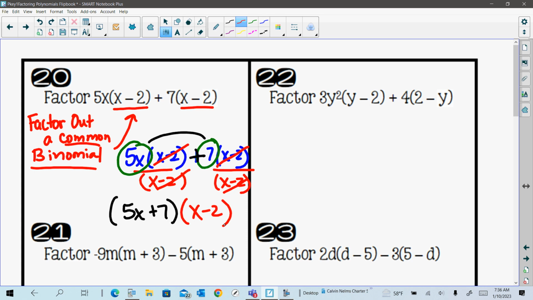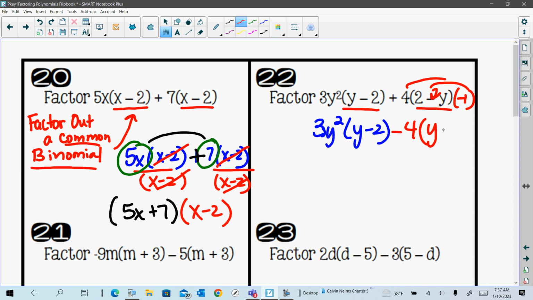So I don't necessarily have to divide. What I do is I just tend to always find the common binomial first. And so on 22, I look at this y minus 2, and I know this is 2 minus y. What I can do to fix this so that they are the same: 3y squared, keep this as y minus 2, but the y here is negative and I want it to be positive. So I'm going to multiply this by -1. When I do that to everything, this now becomes -4. And now I have y minus 2, because a negative y becomes a positive y, and then a -1 times 2 makes that -2.